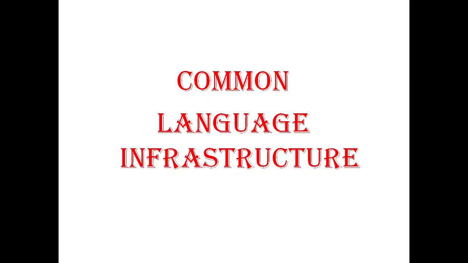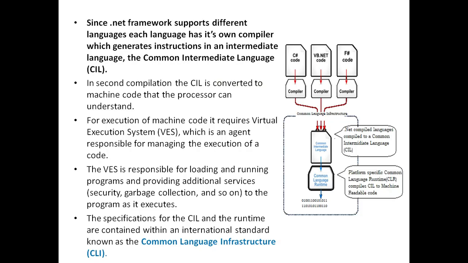Here we will see common language infrastructure. Since the .NET framework supports different languages, each language has its own compiler which generates instructions in an intermediate language, common intermediate language. Then this common intermediate language is converted to machine code that the processor can understand.